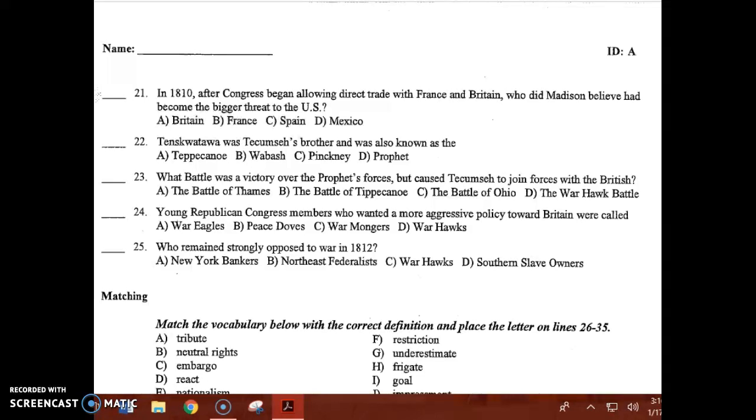23. What battle was a victory over the Prophet's forces but caused Tecumseh to join forces with the British? A, the Battle of Thames, B, the Battle of Tippecanoe, C, the Battle of Ohio, D, the Warhawk Battle. 24. Young Republican Congress members who wanted a more aggressive policy toward Britain, what were they called? A, the War Eagles, B, the Peace Doves, C, the Warmongers, or D, the Warhawks. 25. Who remained strongly opposed to war in 1812? Was it A, New York bankers, B, Northeast Federalists, C, the Warhawks, or D, Southern slave owners?